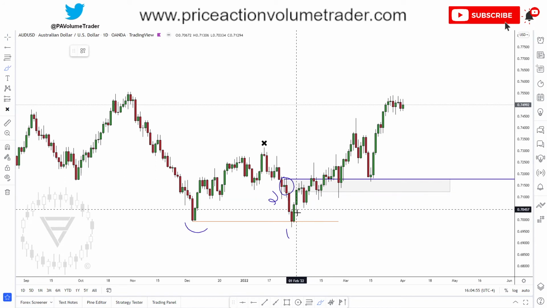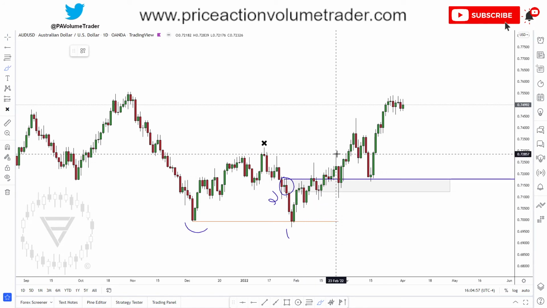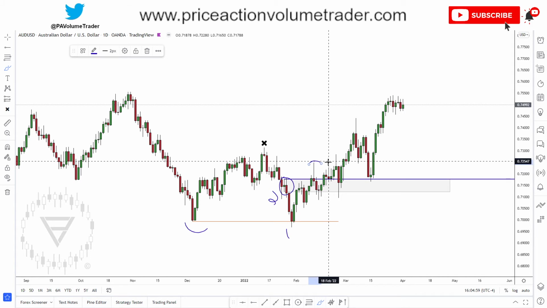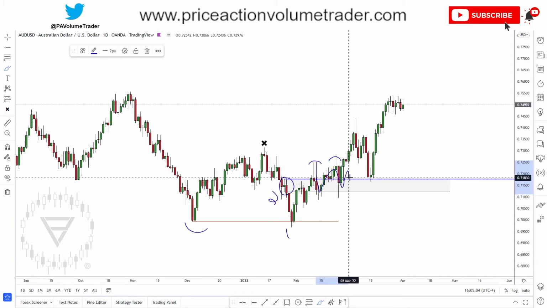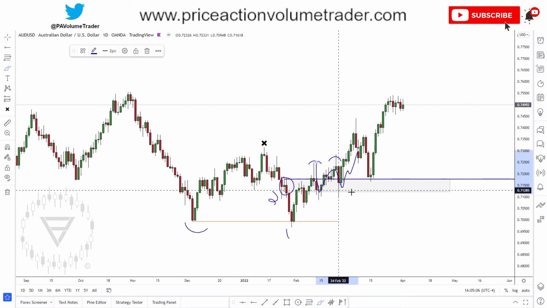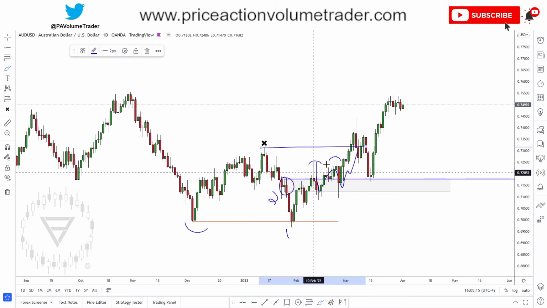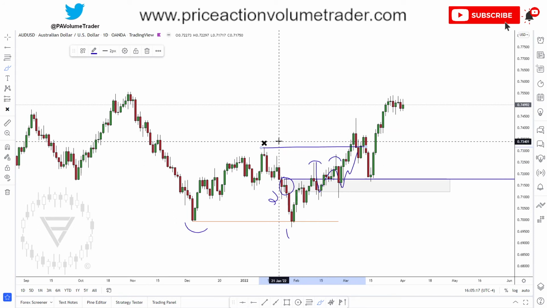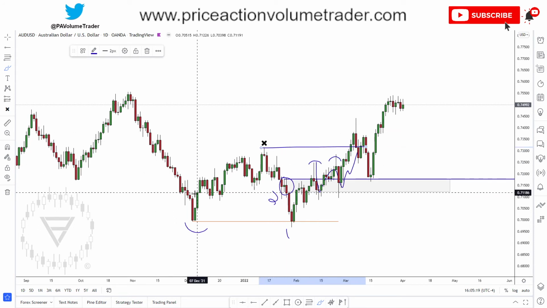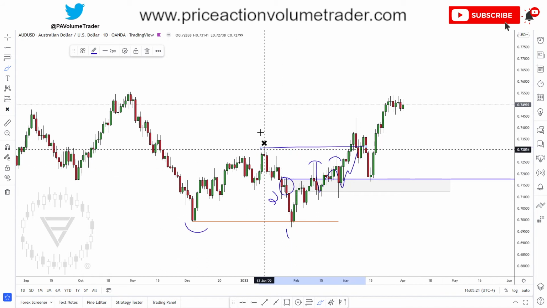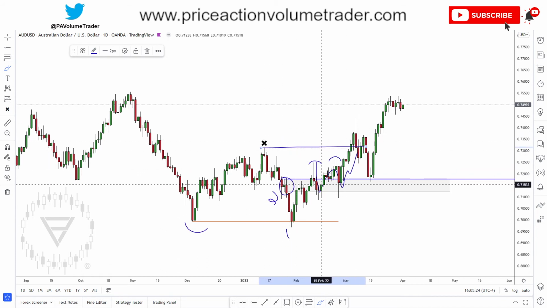Then you can see how we came here, and we had these two scenarios where we broke up, came down and sort of chopped around. Why didn't I take these trades in these areas? Because we had not really broken the last major swing high, which was here. Since I hadn't seen the last major swing high from this rotation broken to the upside, I'm still not confident to take the trade over here.